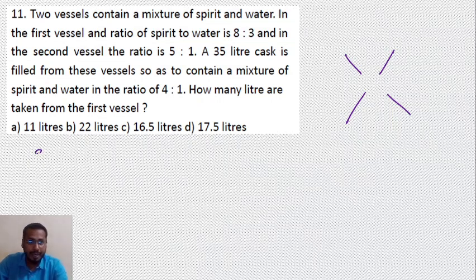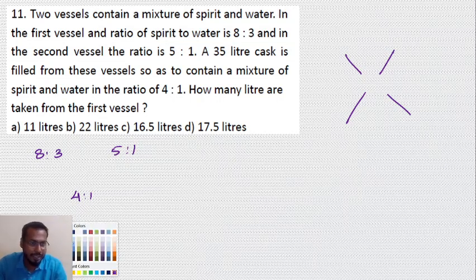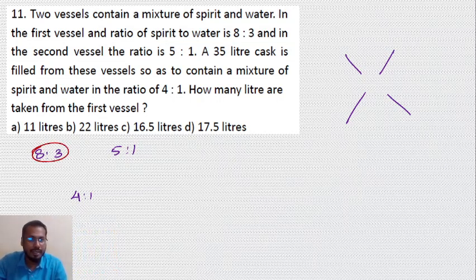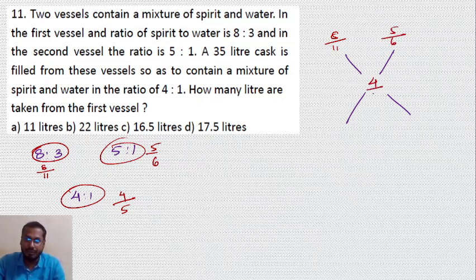Already I told you that when it was 8:3, 5:1, and the resultant is 4:1, we need to speak about either the spirit or the water. So convert everything into spirit or water. Let's take spirit. 8 plus 3 is 11, in that spirit is 8 parts. 5 plus 1 is 6, in that 5 is spirit. 4 plus 1 is 5, in that 4 parts is spirit. So just take these values: 8 over 11, 5 over 6, and 4 over 5.